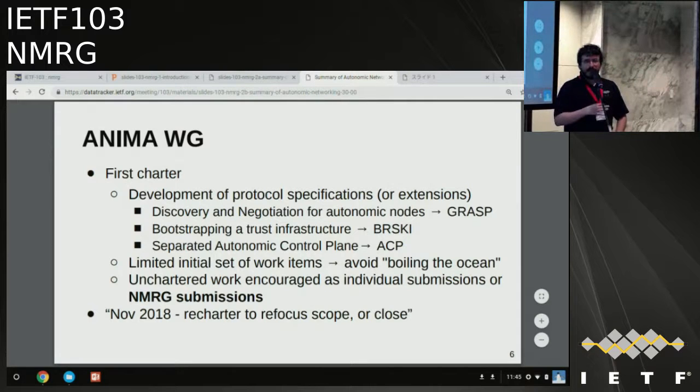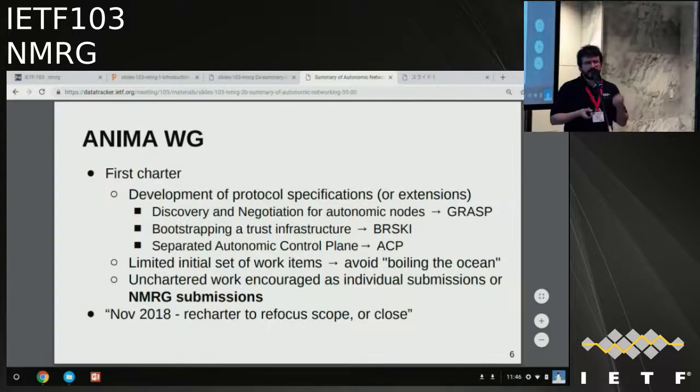At that point, the charter said that unchartered work is encouraged as an individual submission or an NMRG submission. So there is this connection between what is done in ANIMA, or what is not done in ANIMA, and NMRG submissions. In November 2018, there is a point to recharter ANIMA and maybe to refocus the scope or close it, something like this. Yesterday there were some discussions on that, but I think it's not defined at this point what the next ANIMA charter will be, so it's open.